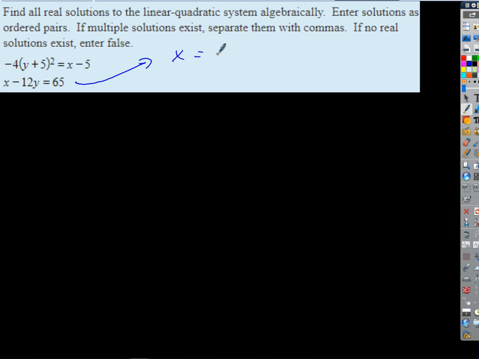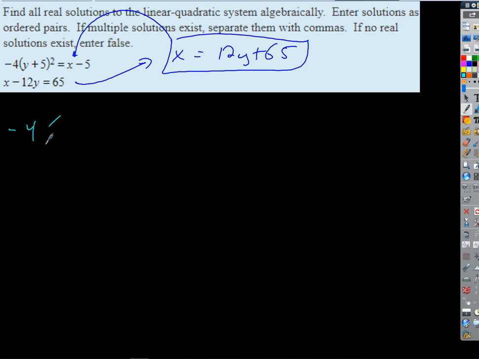What's x equal to? 12y plus 65. And then we're going to plug that into the top equation, right? And if we do that, we're going to get -4 times the quantity y plus 5 squared equals 12y plus 65 minus 5. Okay? So now what?